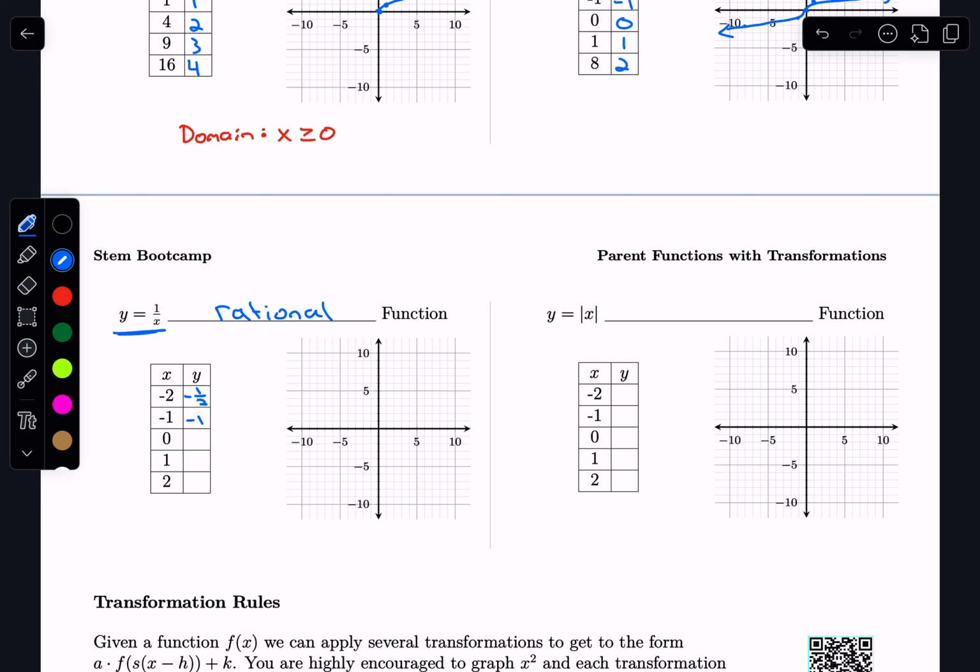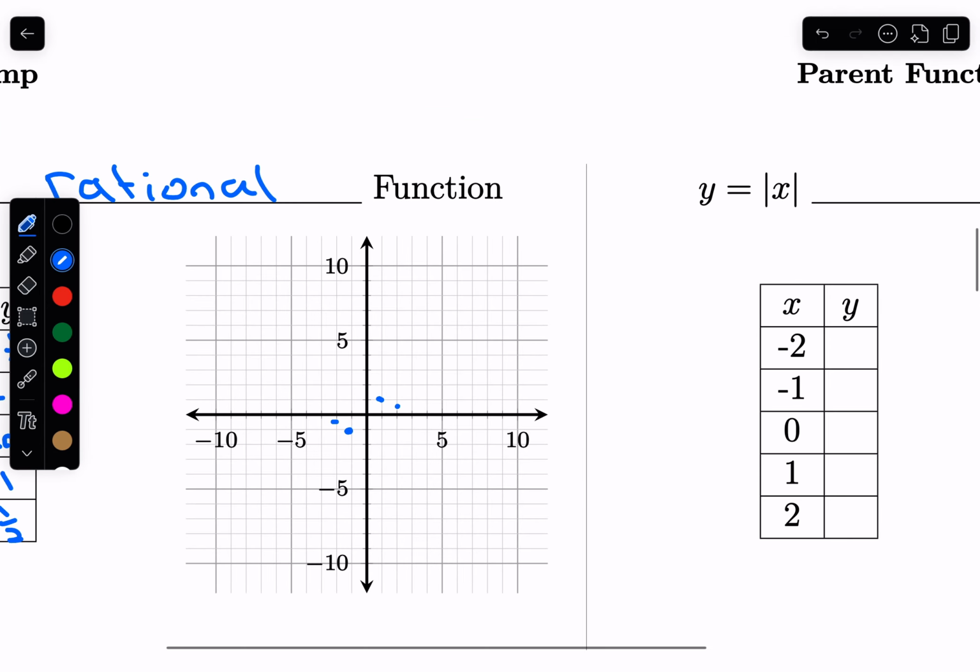But if you try to plug in 0, we're going to get an undefined value because 1 over 0 does not exist. We don't know what that is. When you plug in 1, though, you just get 1, and plug in 2, you get 1/2. Now, this table does not actually do a great job of showing us what's happening here because if I label just these 4 points, 1, 1, 2, 1/2, and -1, -1, -2, -1/2, those dots don't really show us much, do they? You really can't tell what's happening.